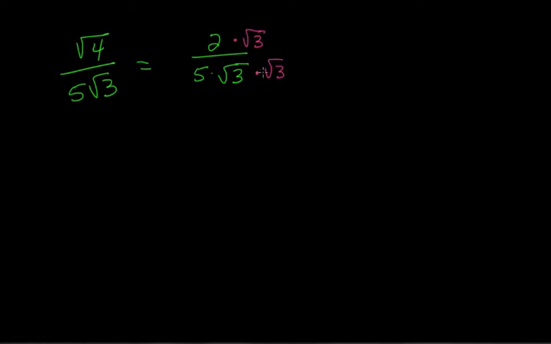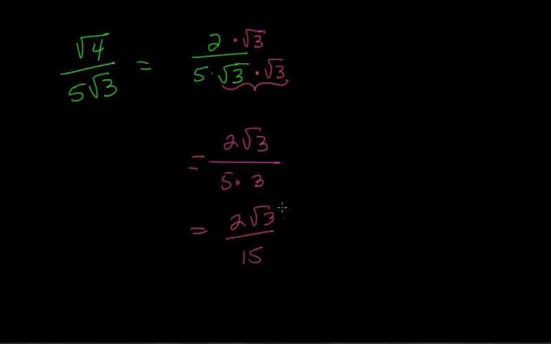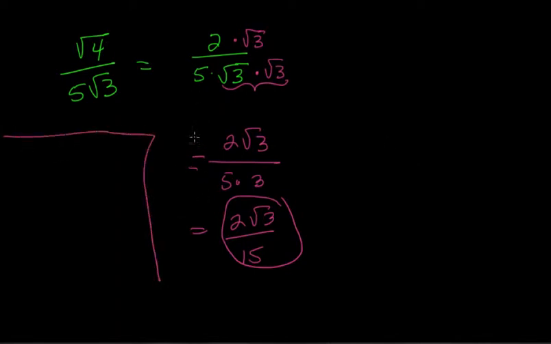And in so doing, root 3 times root 3 is 3. So in the denominator, root 3 times root 3 is 3, and that 5 is still there. So there's 5 times 3, and upstairs is 2 root 3, and downstairs 5 times 3 is 15, and we are done. Not so bad, it says here in fine print.